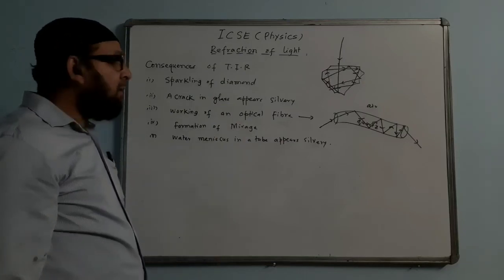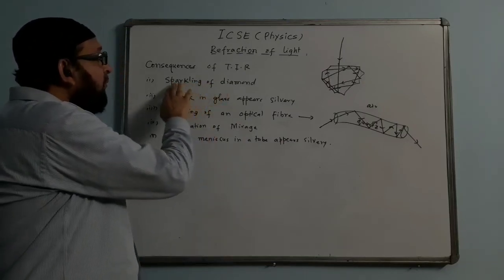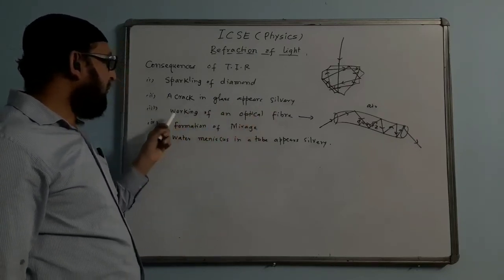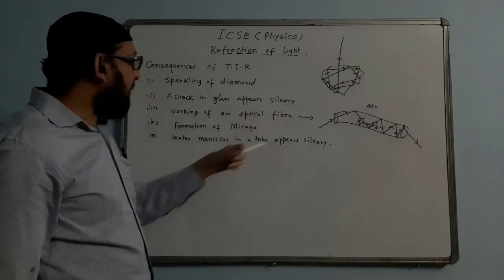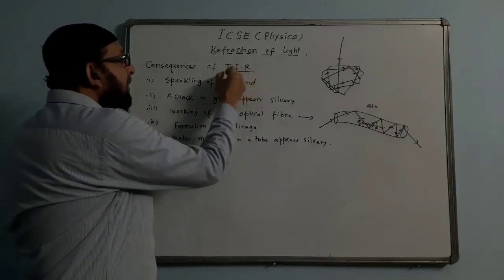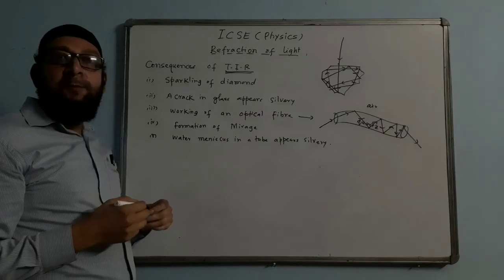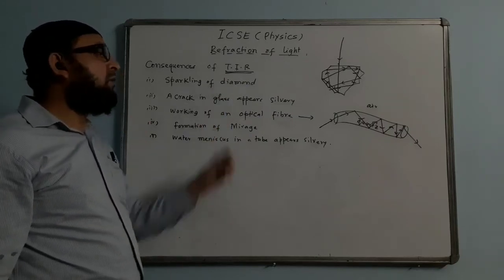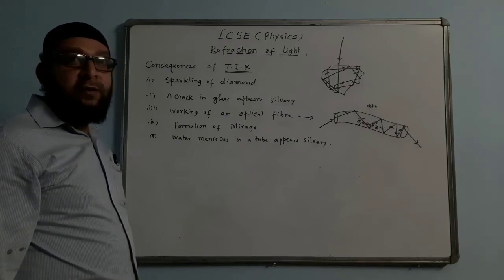If a question comes, name the phenomenon responsible for sparkling of diamond, or for a crack in glass appearing silvery, for the working of an optical fiber, or for the formation of mirage, the answer is hidden over here in TIR. A transparent surface which is not a polished surface but is appearing like a mirror, it is all due to total internal reflection of light.